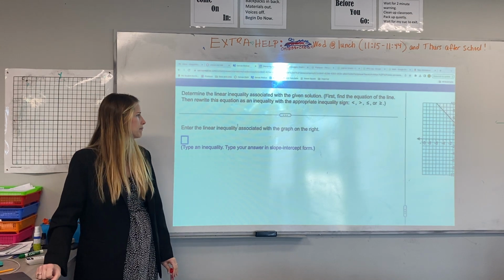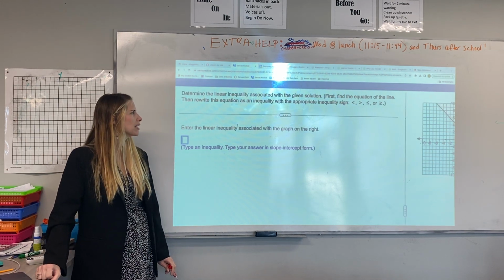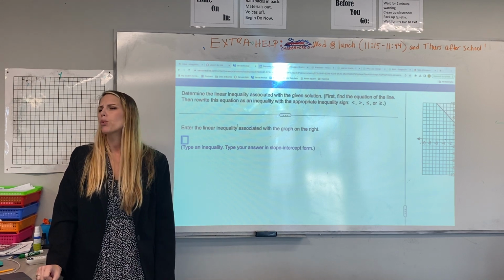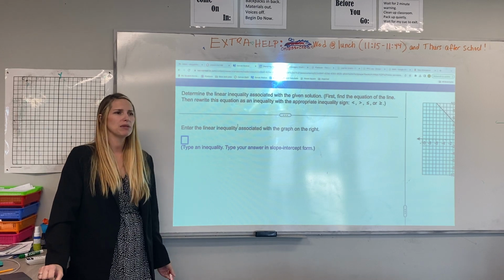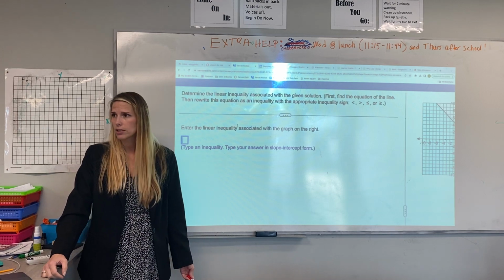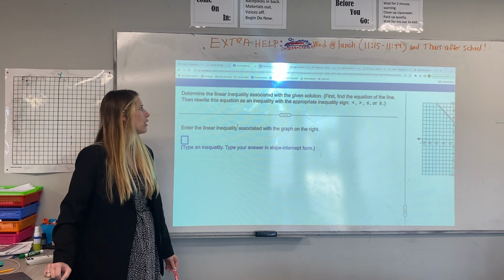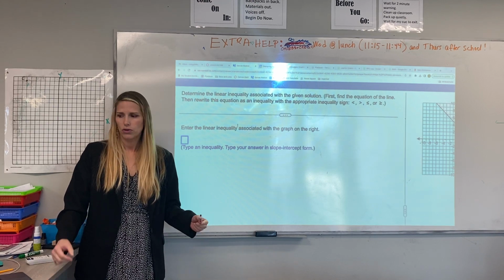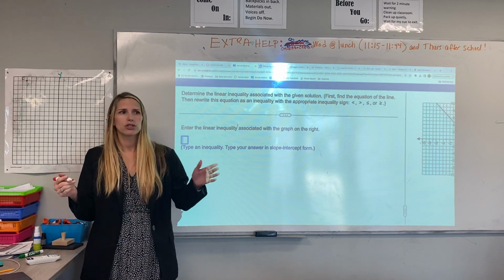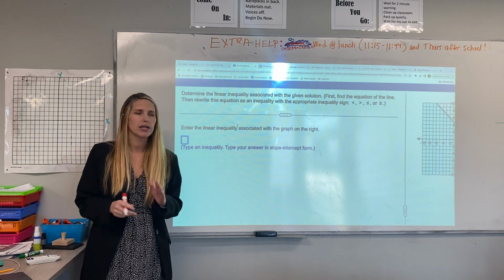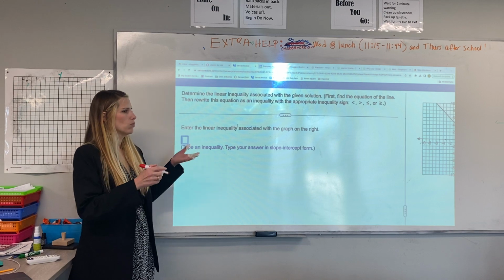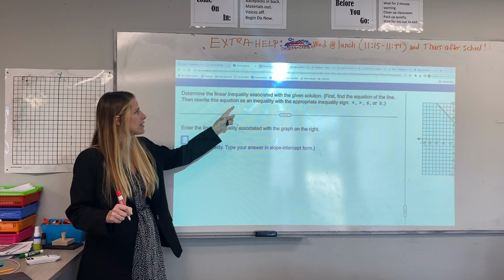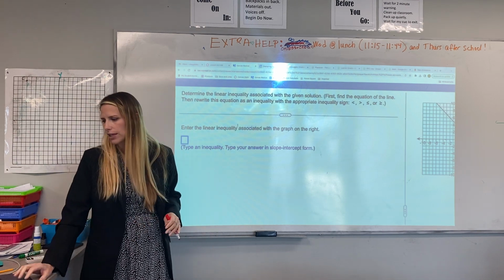Are you guys ready? Yeah. All right, it says determine the linear inequality associated with the given solution. That has a lot of big words in it. Determine just means figure it out, right? Figure out the linear inequality, which basically is those written out things that we've been working with, y is greater than x plus 3 or whatever it is. Figure out what that inequality will be written as that's associated with the given solution.